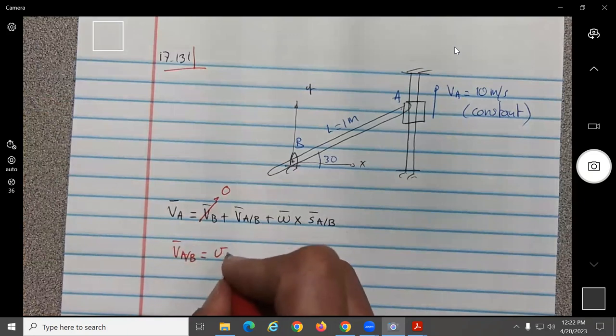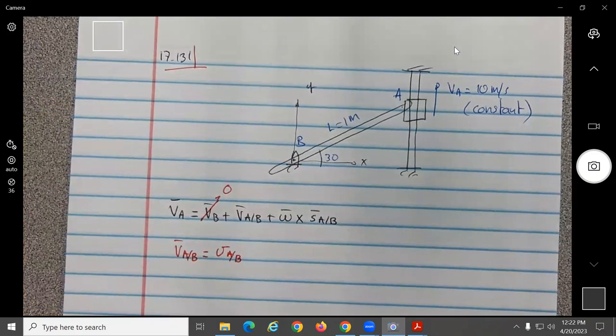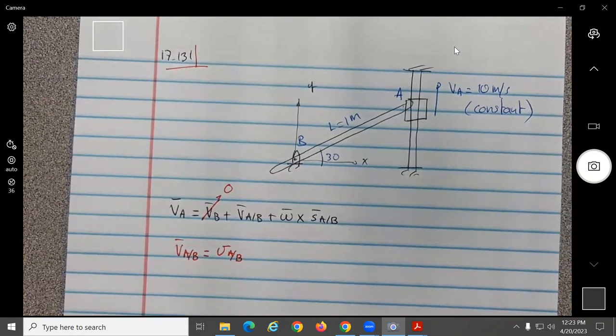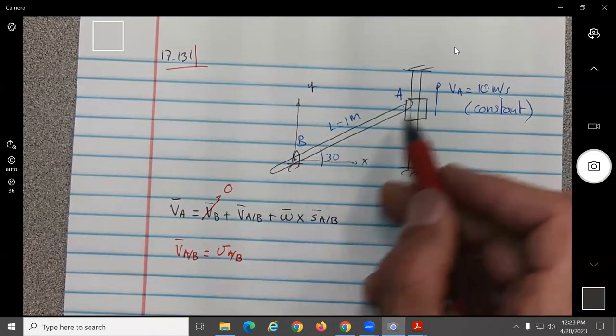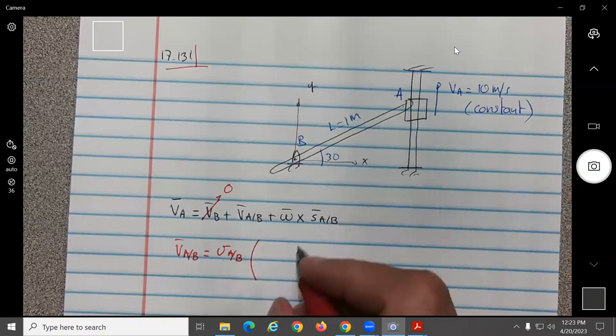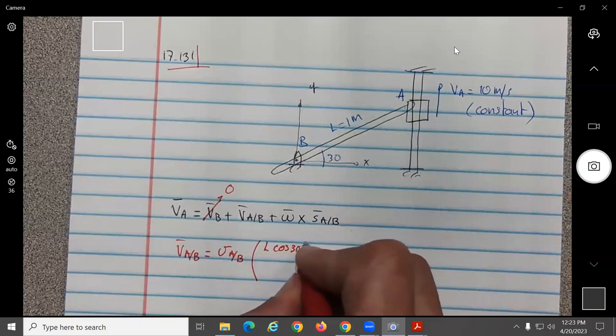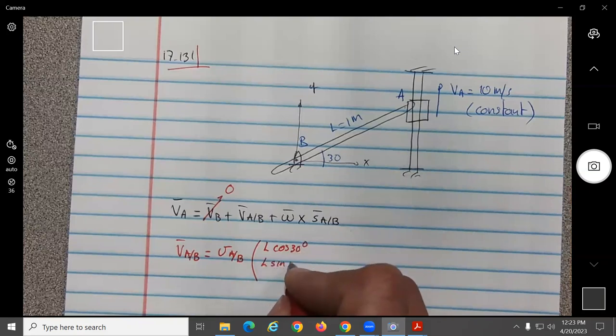VAB is a vector which we don't know the magnitude of, but do we know the direction? Yeah. It needs to be along the member AB, no? I don't care if it goes up or down, but let's say it goes up. So if it goes up, what would you have then? L, yeah, so it's L cosine 30, L sine 30, and 0, no?